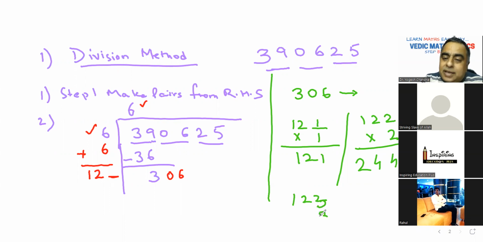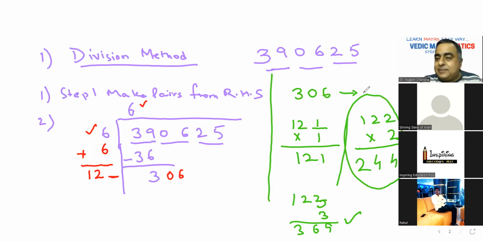1, 2, 3, 3, 9, 6, 369. So 369 is too big. So you cannot subtract 369 from 306. So what is the ideal one? This. Is it clear? Even this is too small. This is too big. This is the ideal case.